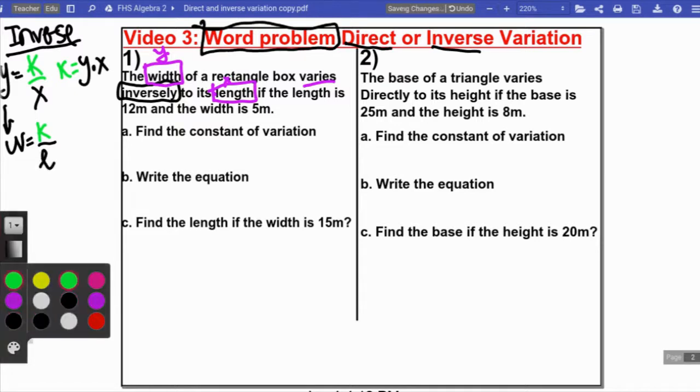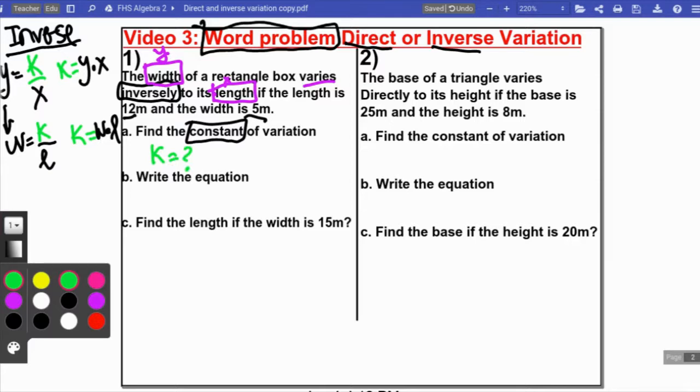Where k is, instead of writing y, we know y has to be the w, and the x will have to be the length. So k equals w times the length. Now, what am I supposed to do with this question? It says if the length is 12 and the width is 5, they want me to find the constant. Constant is the k.